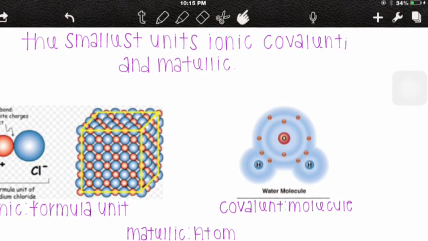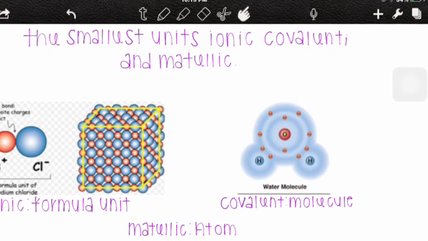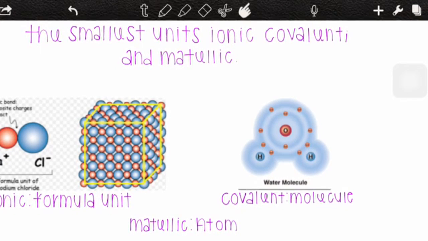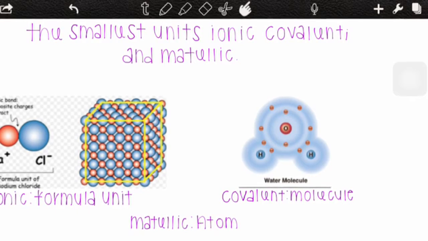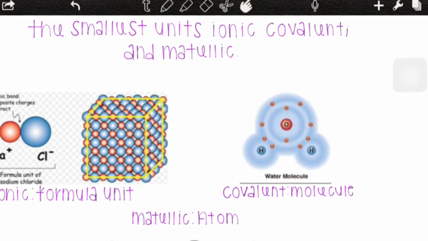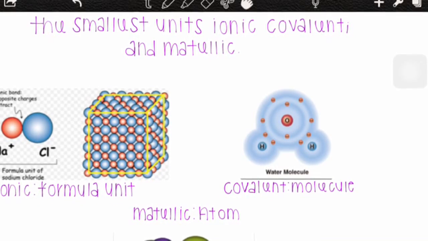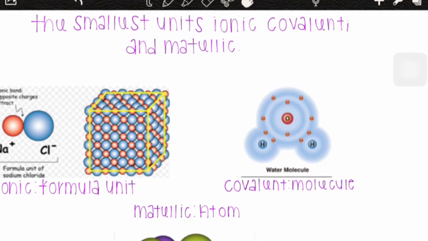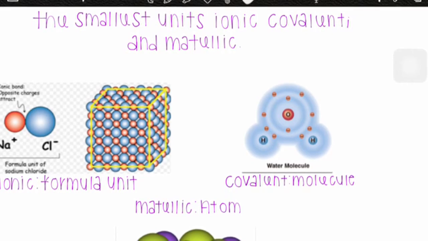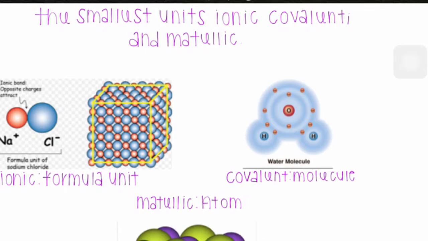The smallest unit for an ionic compound is the formula unit. A formula unit is the smallest ratio between atoms of different elements. The smallest unit for a covalent compound is a molecule. A molecule is an electrically neutral group of two or more atoms held by a chemical bond. The smallest unit for a metallic compound is an atom. An atom is the smallest unit that defines a chemical element.